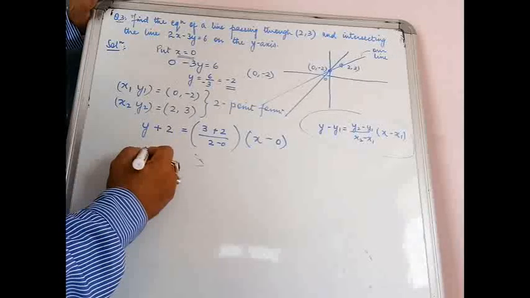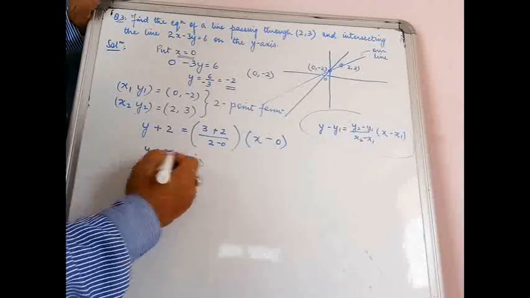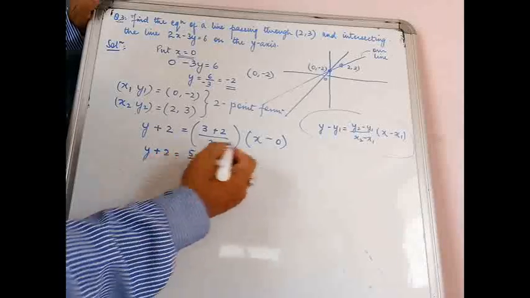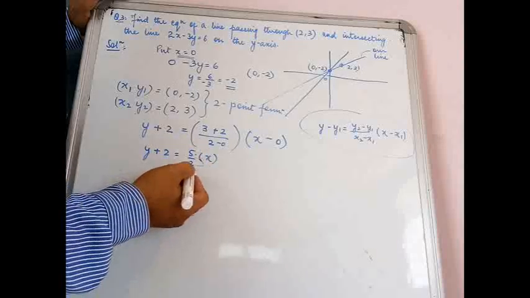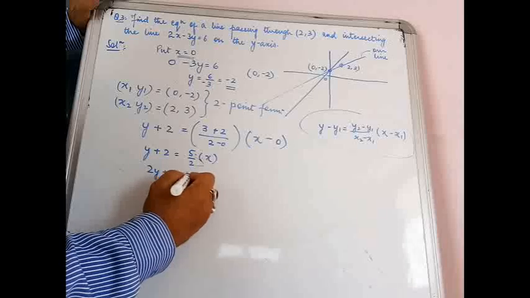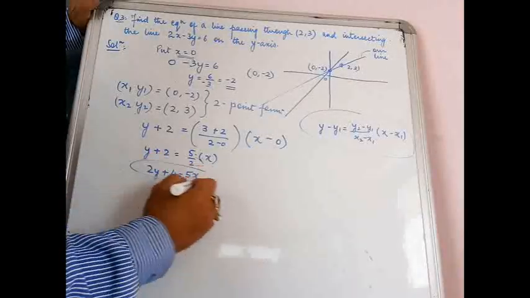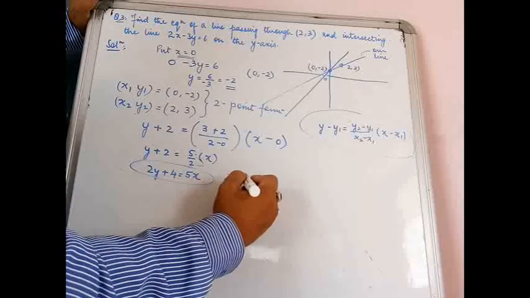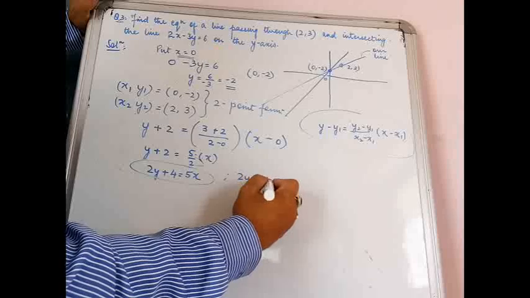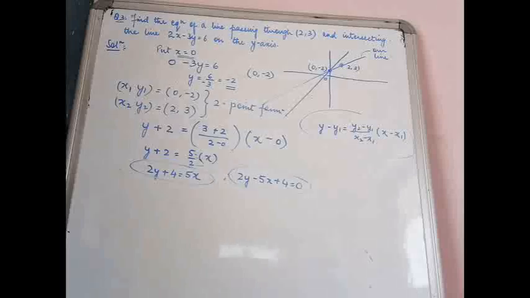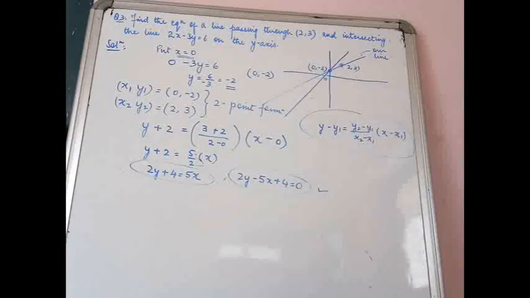So we have y plus 2 equal to, now it is just calculation, 5 upon 2, and x minus 0 will be simply x. So 2 goes to this side, you will have 2y plus 4 is equal to 5x. This is your equation. If you want to take the x also on the same side, you can have 2y minus 5x plus 4 is equal to 0, whichever way you want to put it. So this is the equation of this particular line.